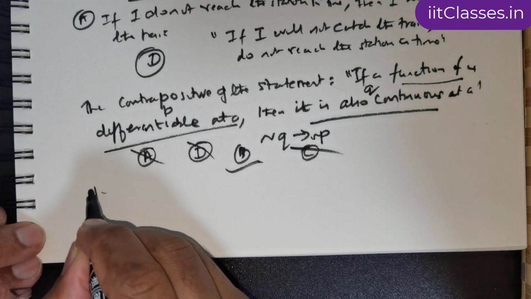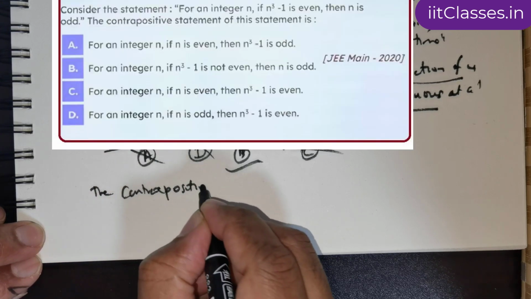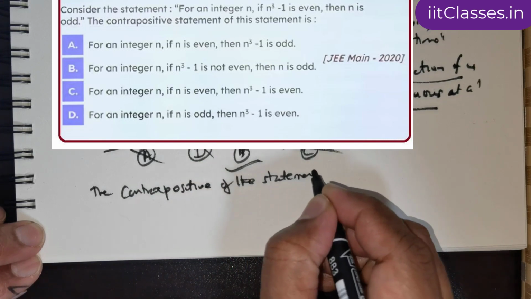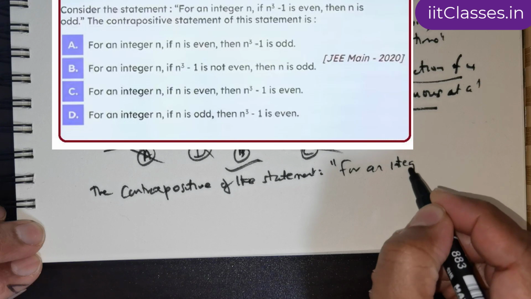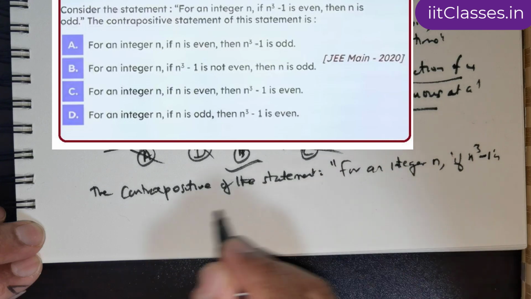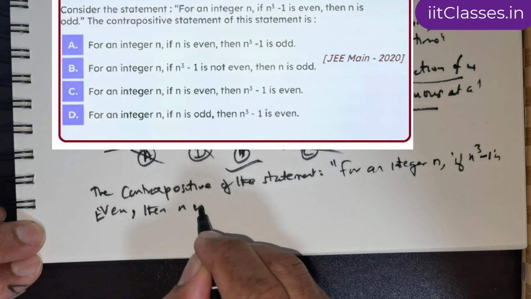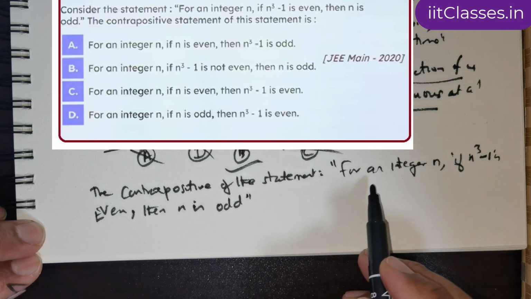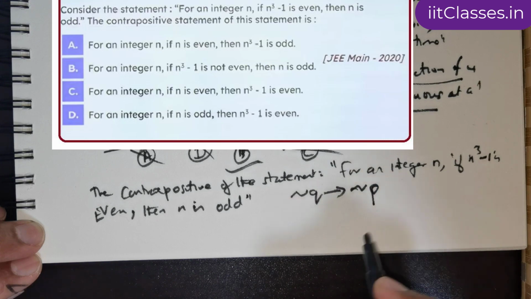Let's do another question. We expect to obtain the contrapositive of the statement. So the statement is given as follows: for an integer n, if n cubed minus 1 is even, then n is odd. Now the requirement is negation of Q, conditional negation of P.